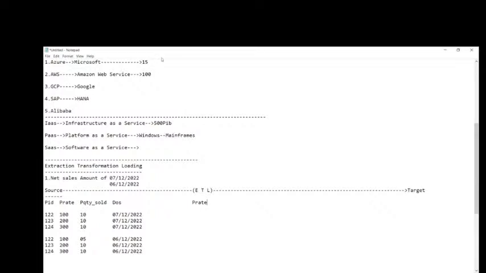Do we require the product quantity sold or not? Of course, we require it. Product quantity sold, quantity sold. Now, do you require the date of sales or not? Yes, we require DOS, the date of sale. Without the date of sale, how can you find out? So now, these are the three columns.